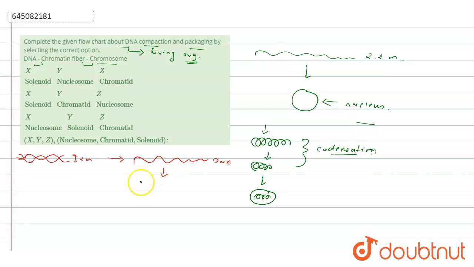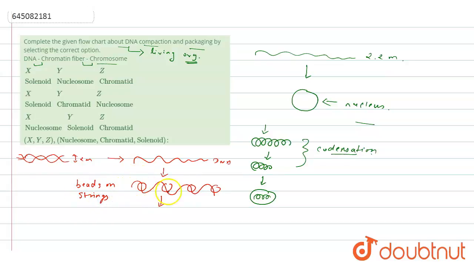So how does it coil? There are some proteins called histone proteins. Let's say these are the histone proteins. These are basic, and because DNA is acidic, it will wrap around the basic protein. So this DNA will wrap around this histone. The thread is a little compacted now, and this is your beads on string structure. It looks like beads on a string.